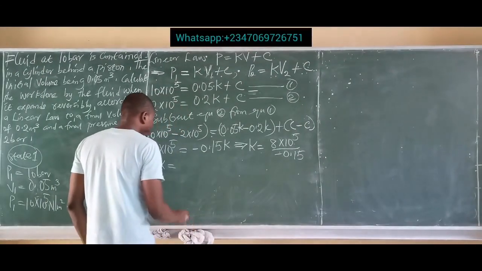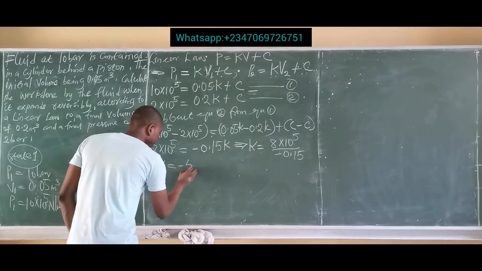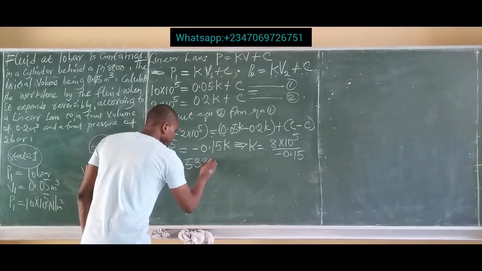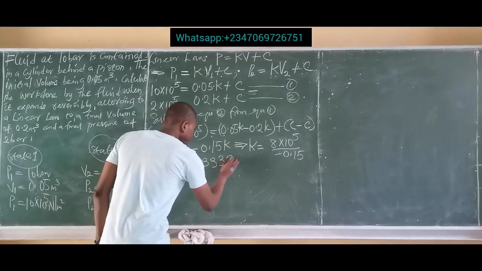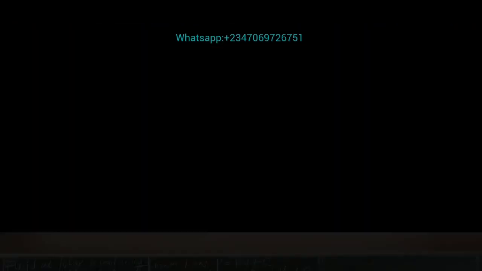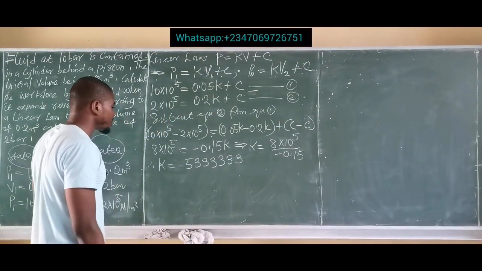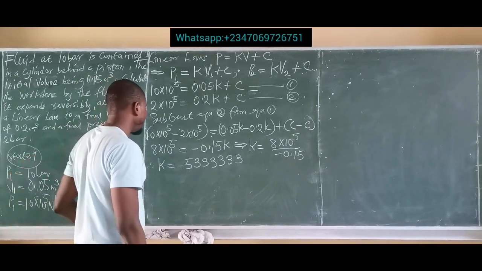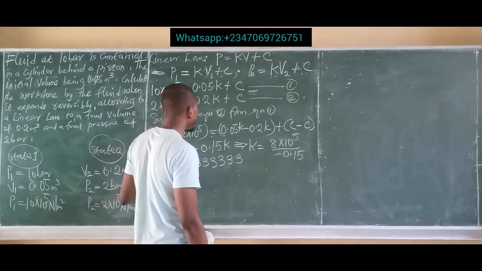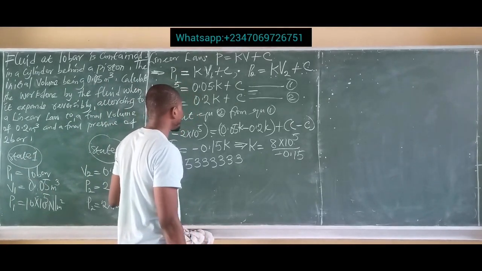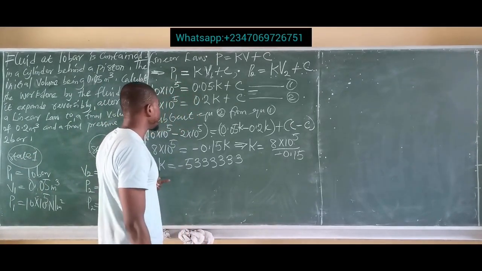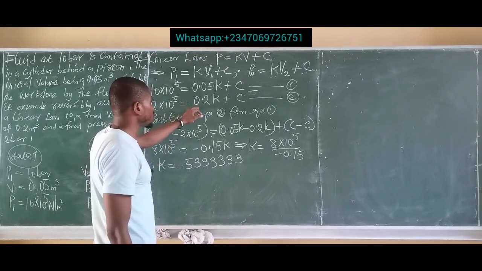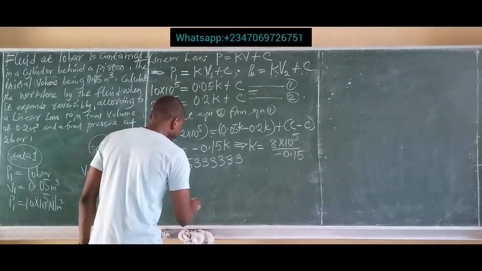So this gives the value of k to be minus 5,333,333. So this is approximately the value of k. Now, if you know this to be the value of k, you can substitute it into any of the equations to find the value of c. So let's say we are putting this value into equation 2 to find the value of c.